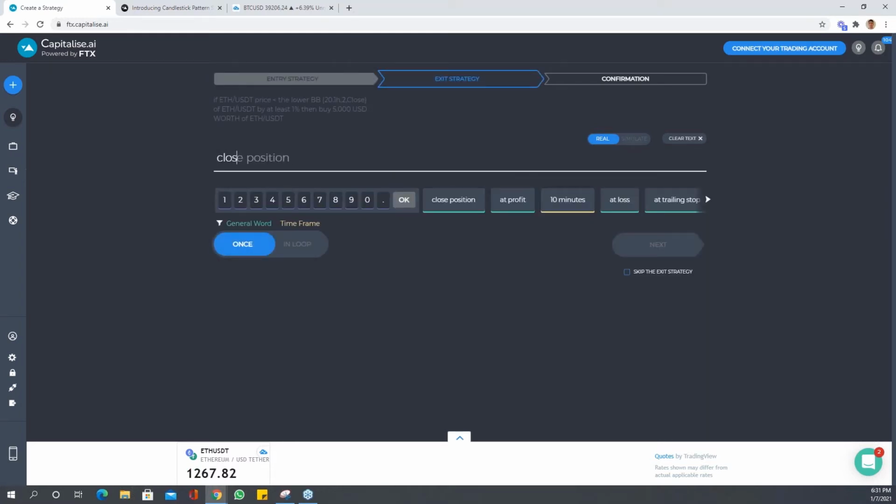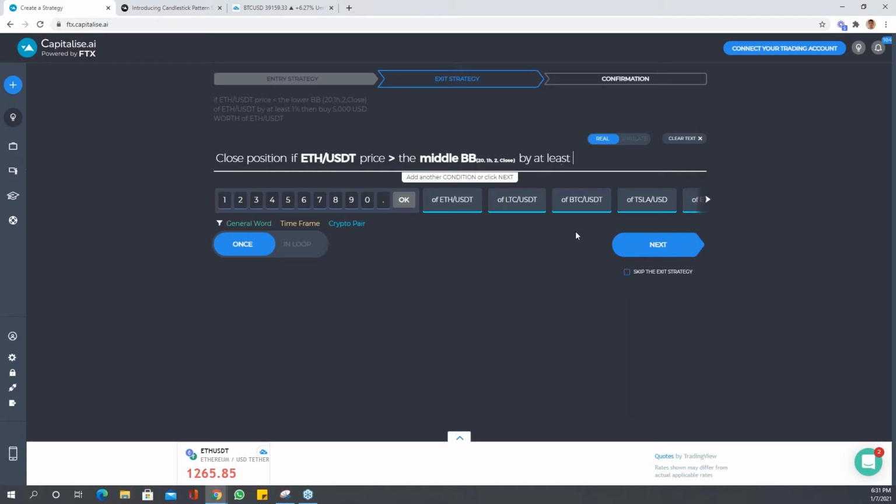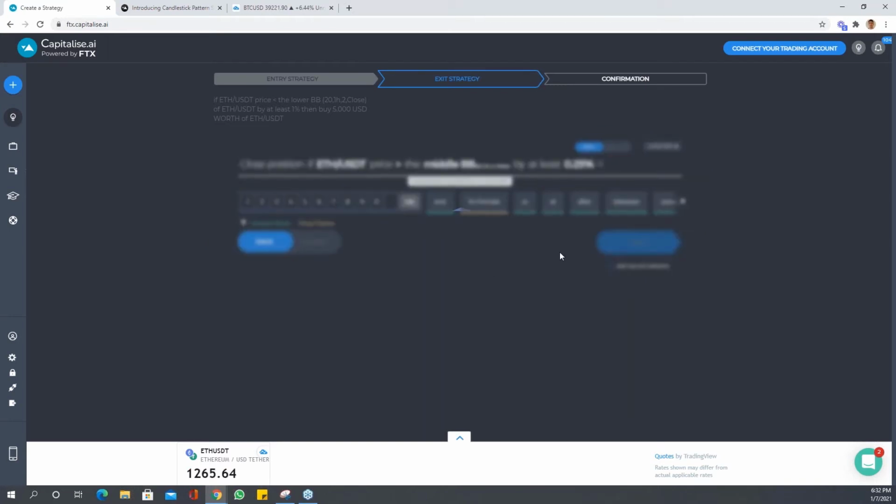And let's close the position. Let me get my spelling right here. Close position if ETH USDT price is above the middle Bollinger Band, and we'll keep it the same, one hour, by at least, let's say, 0.25%. So as long as the price gets to 0.25% above the middle Bollinger Band, I'm happy to close the trade on this one. Great. So let's go ahead and backtest it.